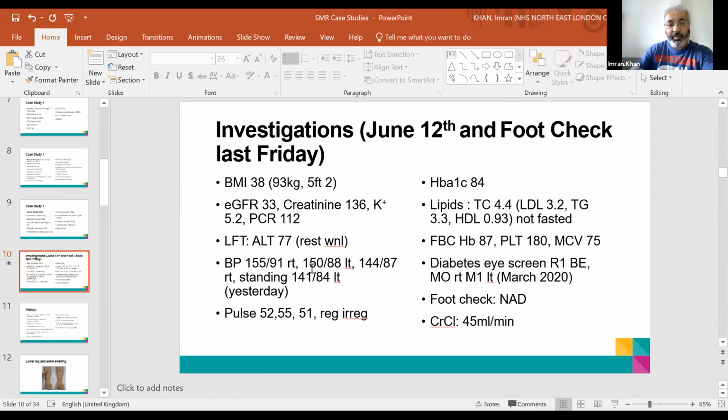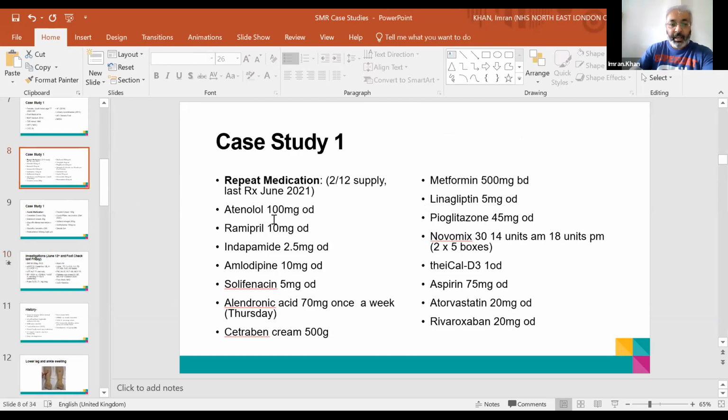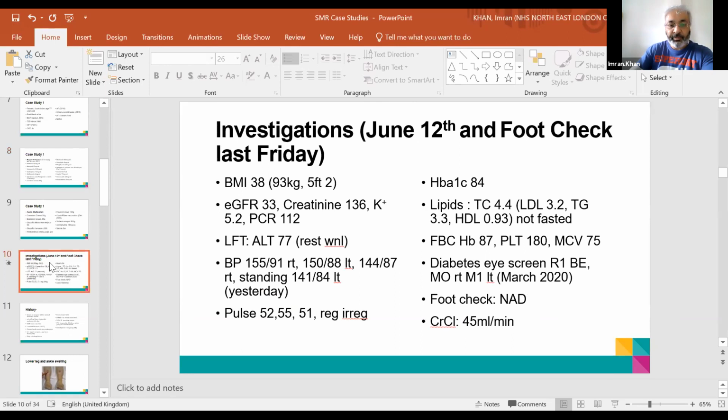The way we try and stop that is by tight blood pressure control and tight HbA1c control. Now, the blood pressure is high. She's not taking her indapamide. So she's only taking the atenolol, the ramipril, and the amlodipine. So she's not taking her full cohort of meds. Her HbA1c is raised, but she's getting hypos.